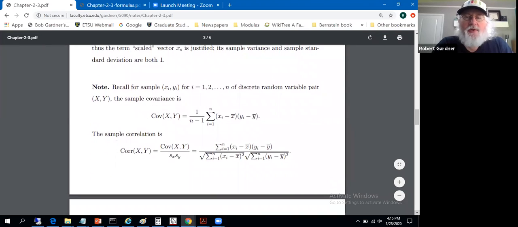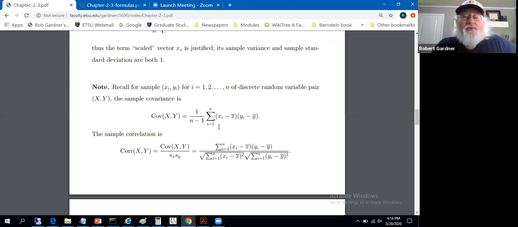Okay, so let's move on to more interesting data. Suppose you have a bunch of pairs, x sub i, y sub i, for i equals 1 to n. So we're dealing with, to use some of the math stats language, a discrete random variable pair, capital X, capital Y. But we're getting data points out here for i equals 1 to n, think x coordinate and y coordinate, with which we could associate a covariance and a correlation.